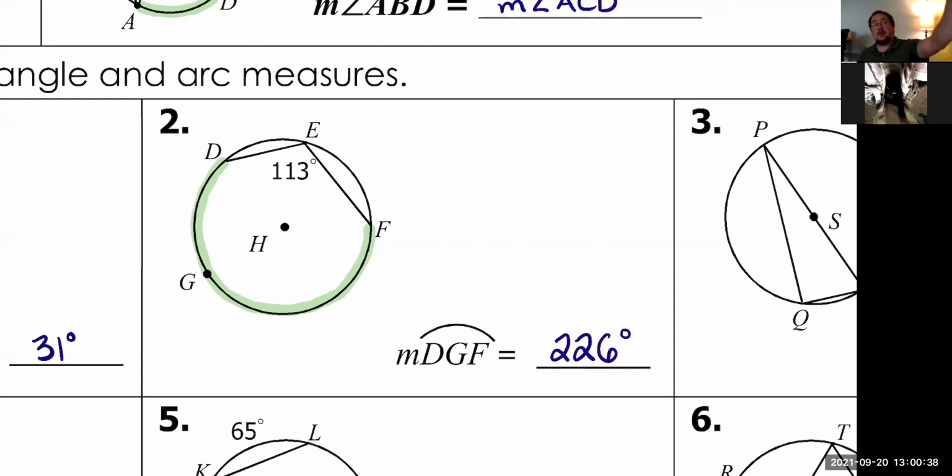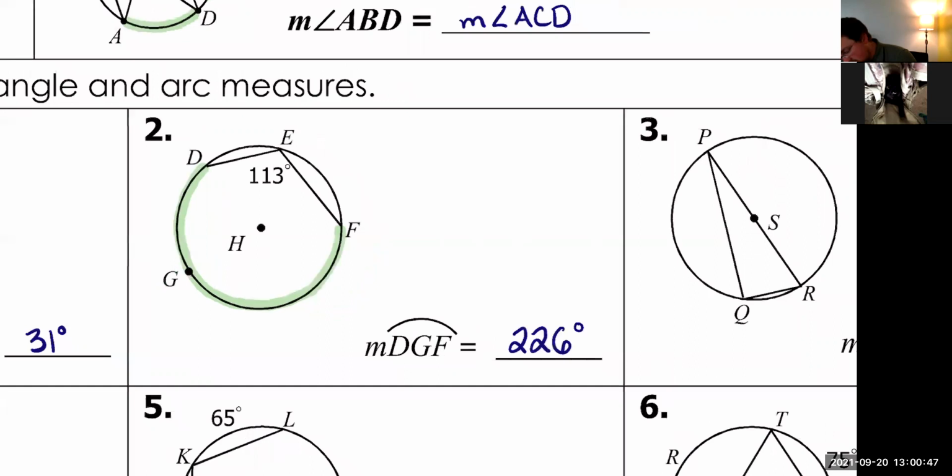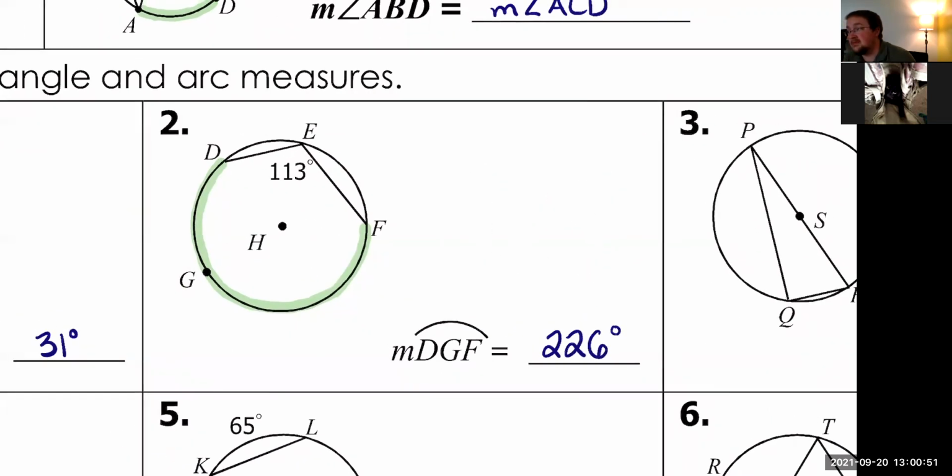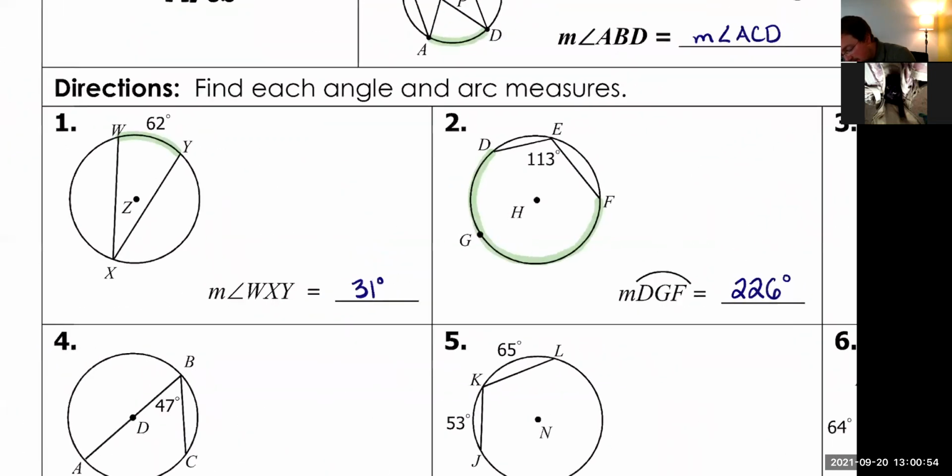Quick throwback. Again, the reason why there's 3 points used to name that arc is because it's a major arc. It's greater than 180 degrees. Let's get 226, doubling 113. So if you look at these two side by side, if you're looking for the inscribed angle, it's half the arc measure. If you're looking for the arc measure, it's double the inscribed angle. So half one way, double the other.